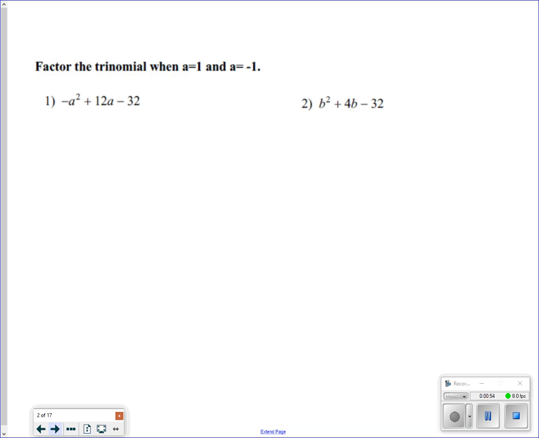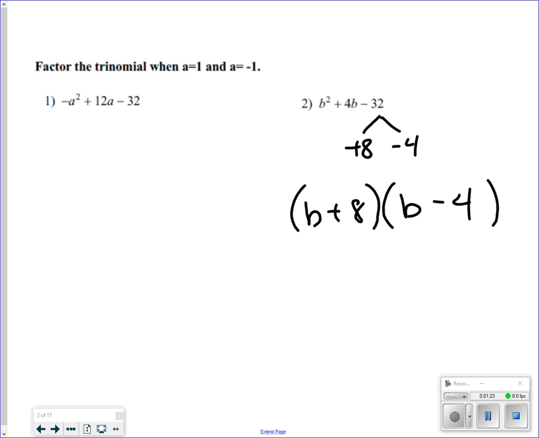So here we go. I'm going to do question 2 first, even though it's out of order. This is section 7-5. If you have a trinomial, 3 terms, no number in front of the b squared, it's a simple multiplies to be the last, adds to be the middle. So if I have two things that multiply to be negative 32, so again, you have to really know your times tables, but two things that multiply to be negative 32, but they have to add up to be the middle term, which is positive 4. Once you know those two numbers, just drop them in as factors. So b plus 8 and b minus 4.